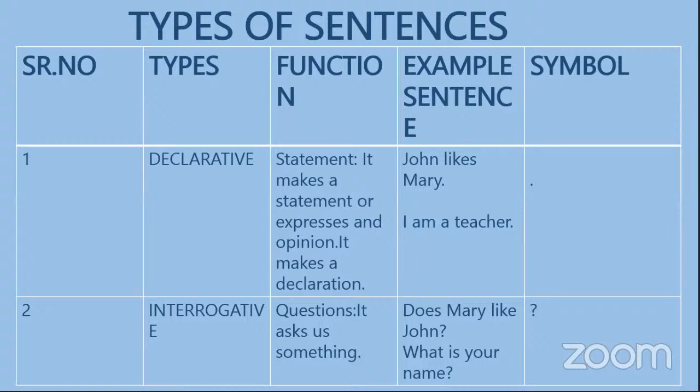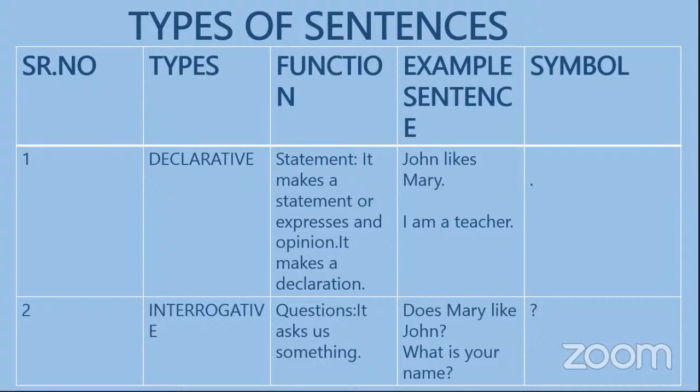Just a quick revision of declarative. It makes a statement or expresses an opinion. It makes a declaration, it declares something. A declaration is a straight statement. There is no shocking feeling, no surprise, no sudden feeling. Nothing means no command, no request. It is just a statement. For example, John likes Mary. I am a teacher. No feelings, no expression, no advice, no command. That is your declarative sentence.